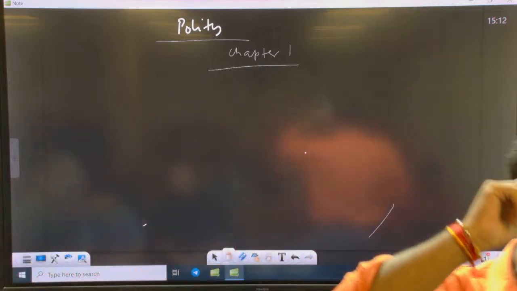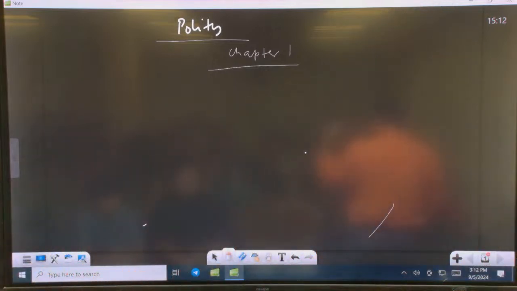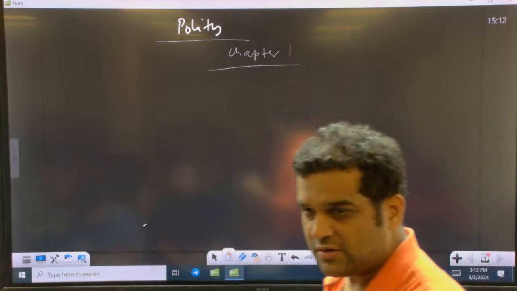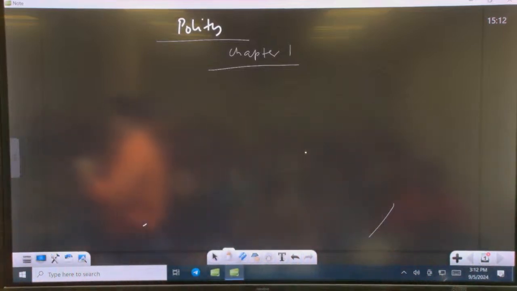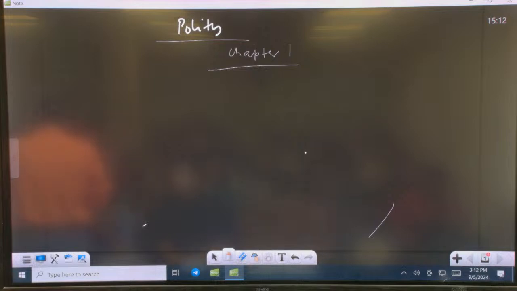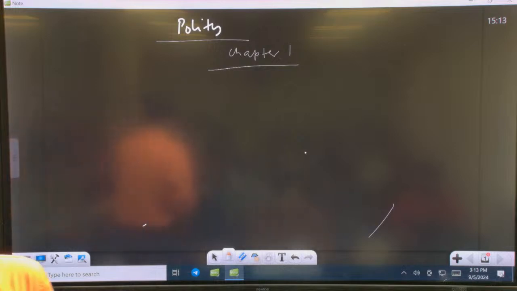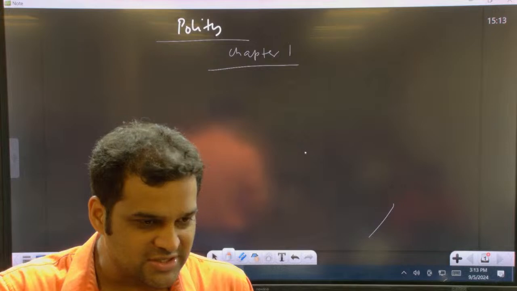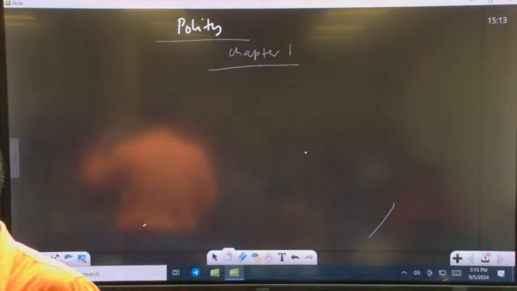The parts in which the constitution has been divided. What subjects are being dealt with in polity in which part of the constitution, so on and so forth. And some important personalities, some constitutional bodies and some constitutional personalities. For example, prime minister, president, vice president, supreme court judges, high court judges, CAG, so on and so forth.